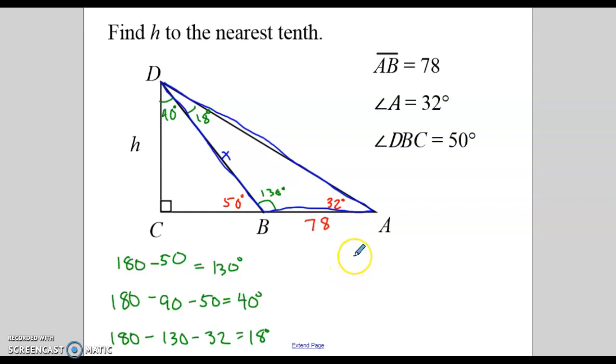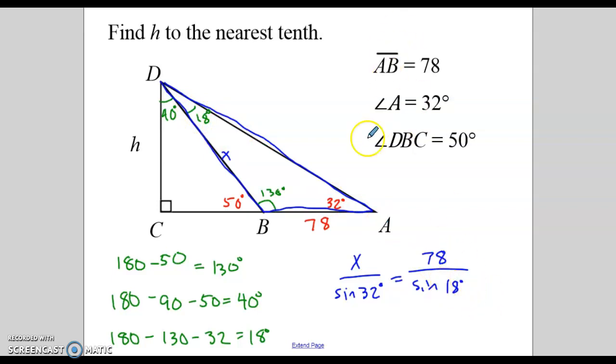And the way I'm going to do that is I'm going to set up the law of sines. Side length X here is opposite this 32-degree angle. And that's equal to, and then I'm going to use the side length of this triangle that I know. That side length AB here is 78, over the sine of that angle right there that's opposite that side length of 78, which is 18 degrees.